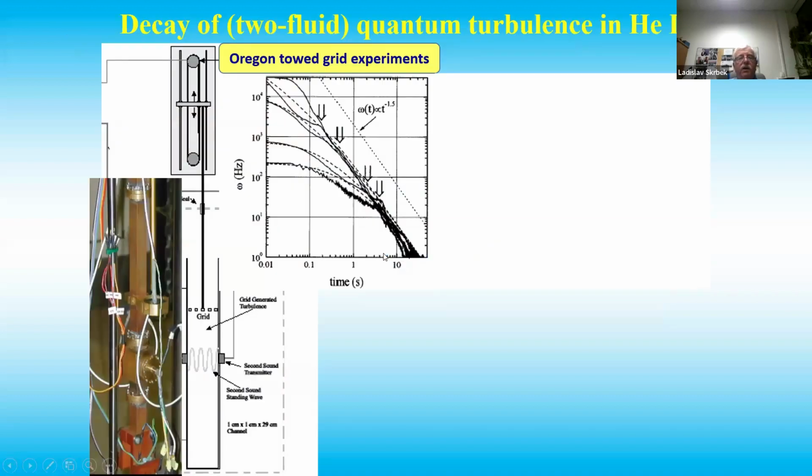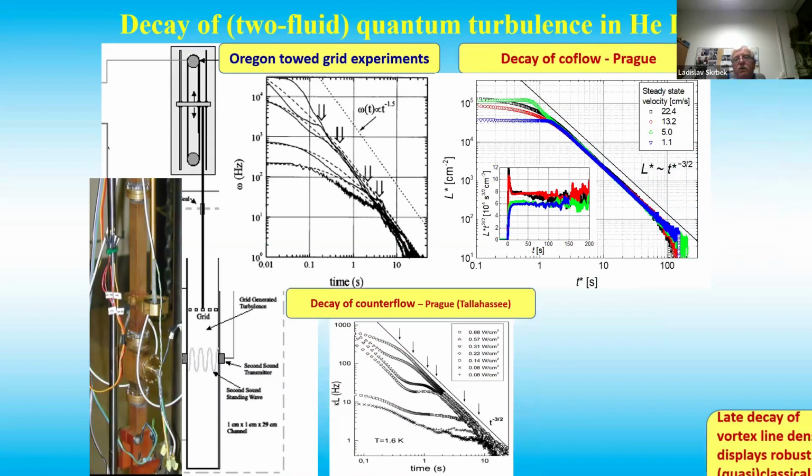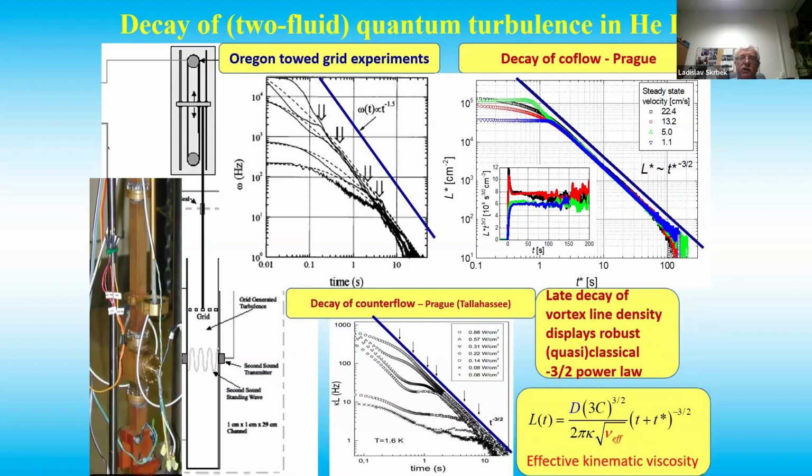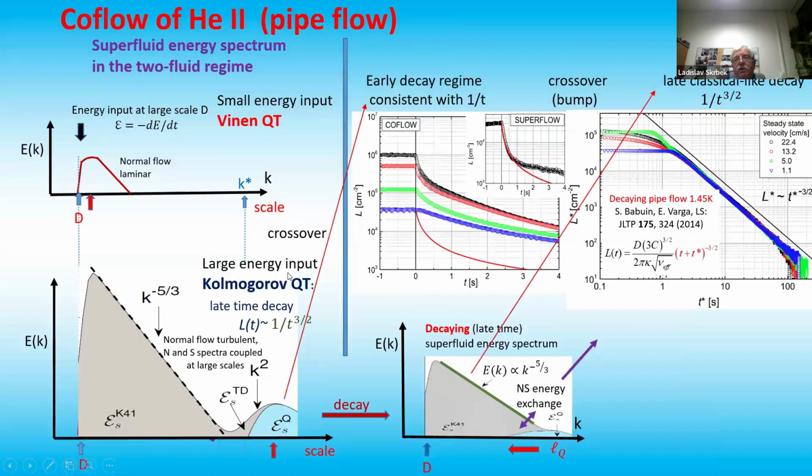And if you look at the decay, that's an even bigger puzzle, because all of these flows, if you start with high enough vortex line density, decay as t to the minus 3/2, classical-like. So even the Oregon experiment, the co-flow in Prague, and the counterflow, which was measured in Prague, all of them in the long time decay as t to the minus 3/2. And from this expression, we can even extract an effective kinematic viscosity. So that's a puzzle which needs to be investigated.